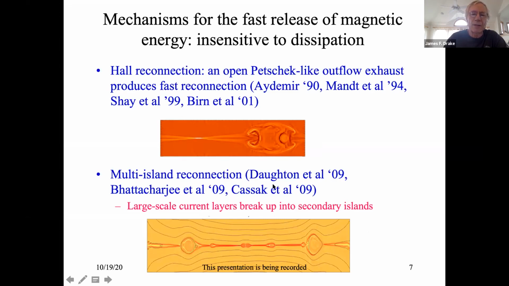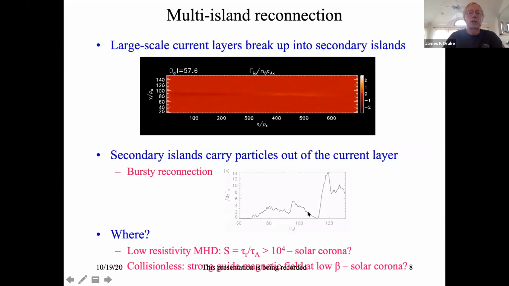And so you can have a current layer with many islands that produces pretty fast reconnection. So this is the second dominant mechanism for fast reconnection. And I have just a couple of movies here showing what's going on. Here's the multi-island regime. You can see the movie, and you can see multiple X lines forming one after the other. And if you look at that, it's just a continuous process of multi-island formation and ejection.